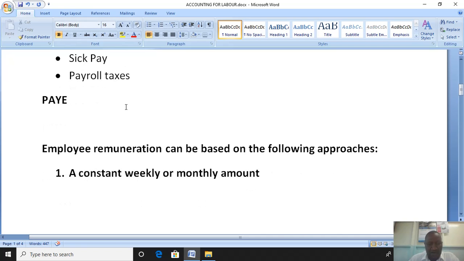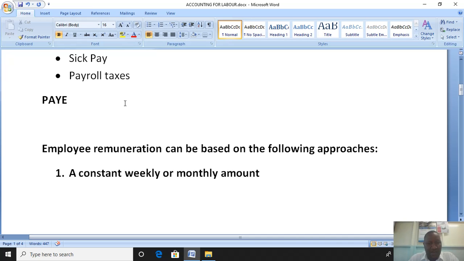In many countries, Zambia inclusive, labor is paid on what is called the PAYE system, pay as you earn. That simply means that the organization deducts the income taxes and other statutory deductions before money is paid to the workers. So what workers get at the end of the day is what is called the net pay, after all deductions are done from the gross pay.